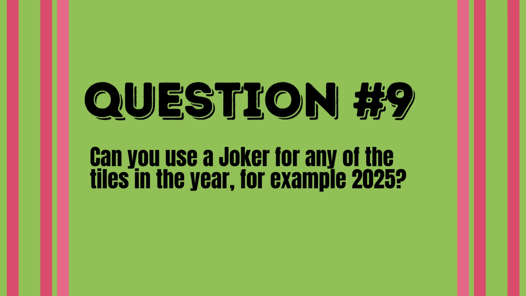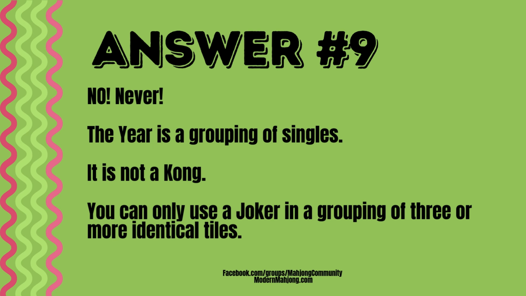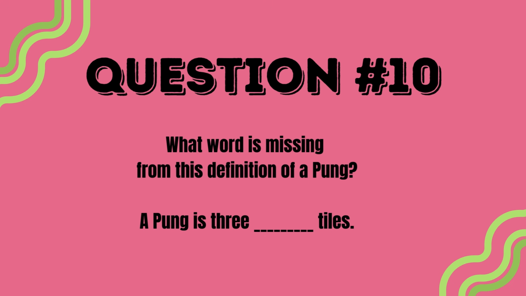So following up on that, can you use a joker for the year, which is, let's say, 2025 or 2026? So you ask yourself, are these 3 or more identical tiles? And the answer to that is no. So you can never use a joker for the year, unless maybe we are playing in the year 2222. The year is a group of singles, not a kong. You can only use a joker in 3 or more identical tiles. And you'll see that we repeat this over and over again because it's one of the hardest concepts for new players to master.